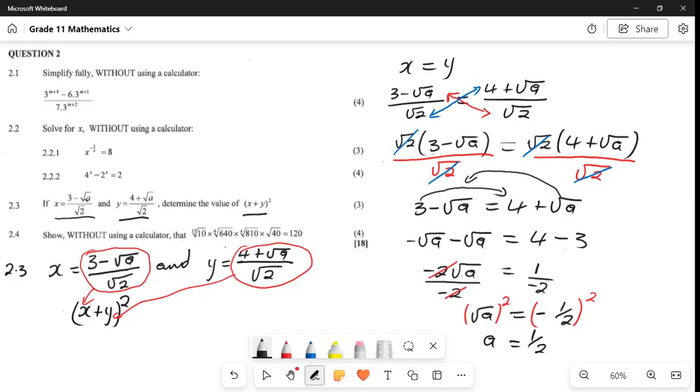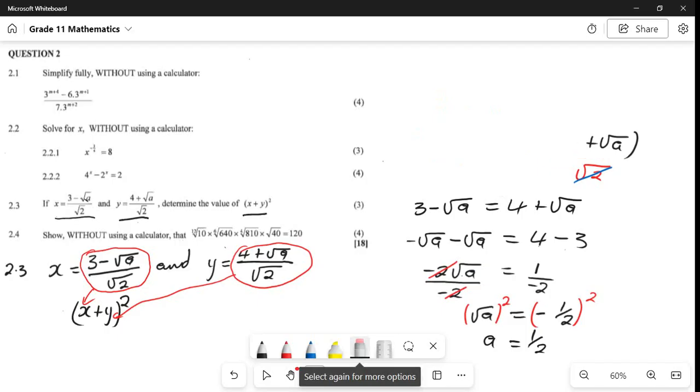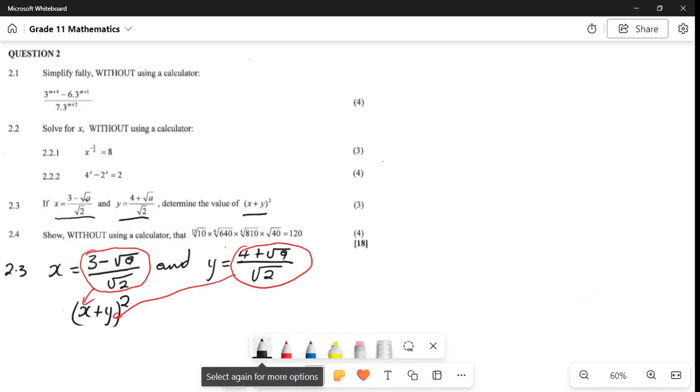So now that we've got the value of a, let me erase everything here, because you've already seen. Rather, you can always go back to watch that one. You just need to bear in mind that the value of a is half. The value of a is positive half.